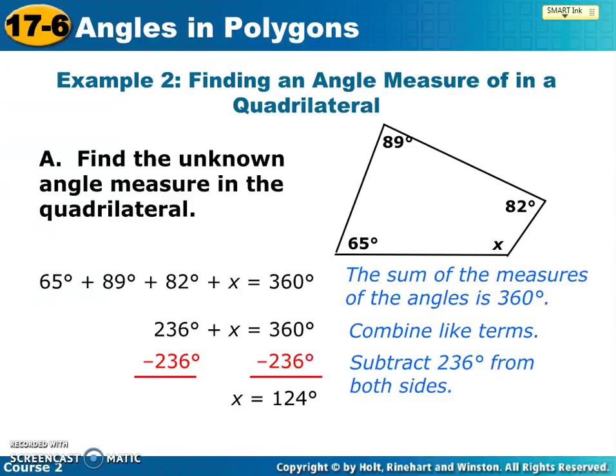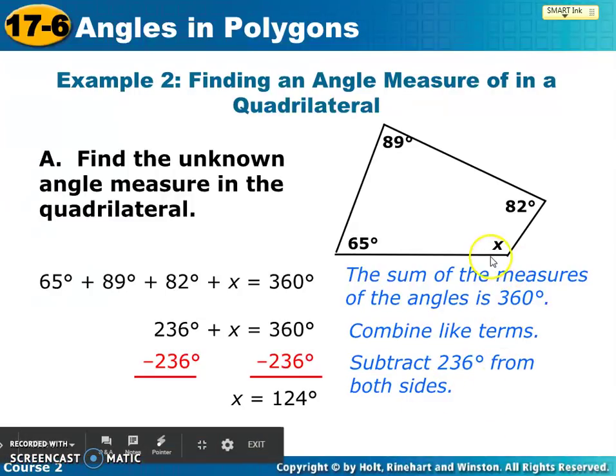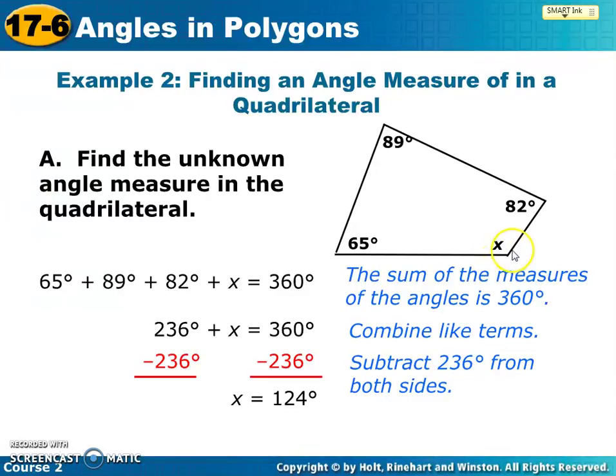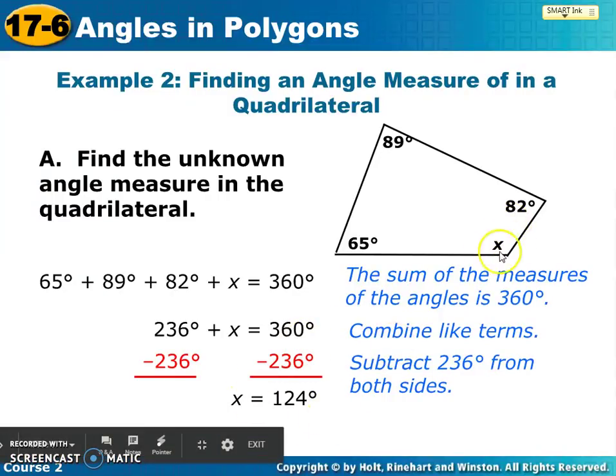Now that should completely make sense to you if you look at this angle. This is an obtuse angle, so therefore it's over 90 degrees. So when our measure of 124 happens to be over 90, that should make sense.